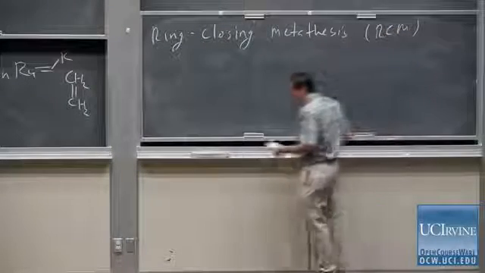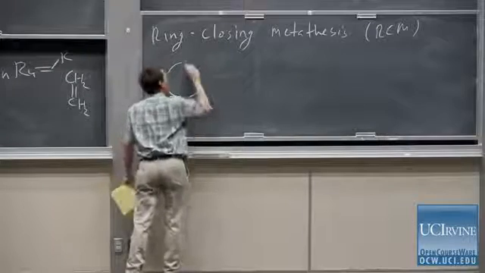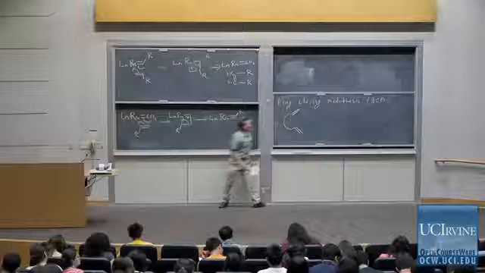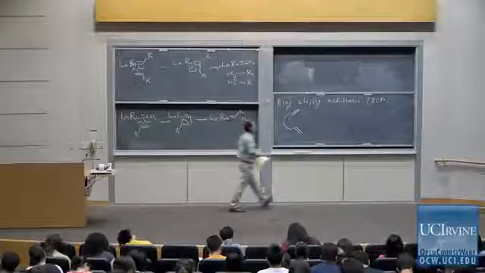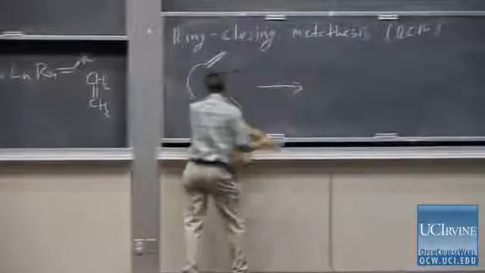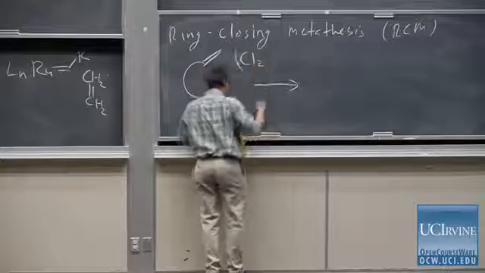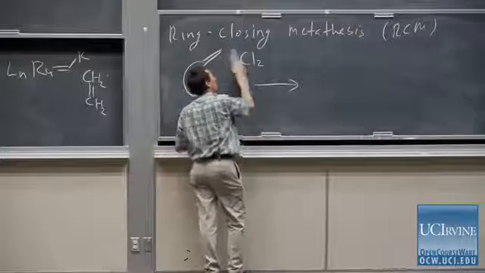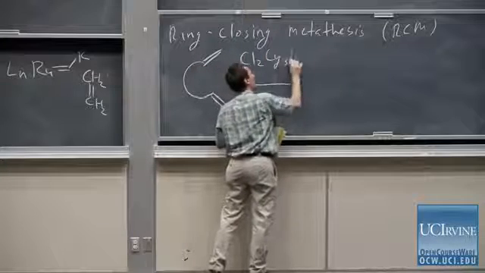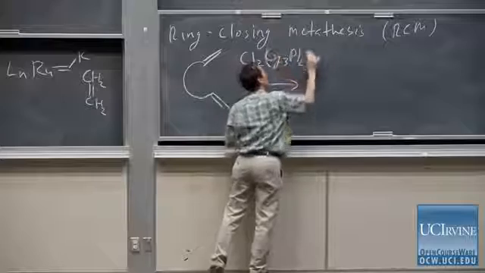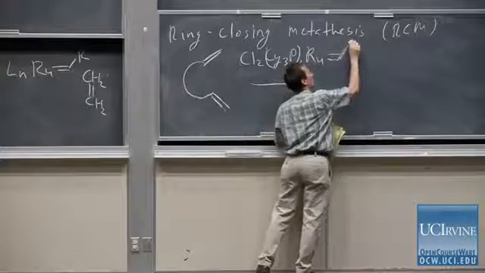And so I'll diagram this in a generic fashion first, where we have two alkene groups connected by some sort of tether. And we subject this to our catalyst. And again, I'll use our first generation Grubbs catalyst. The details of which catalyst you'd use in which circumstances probably go a little beyond the scope of the course.